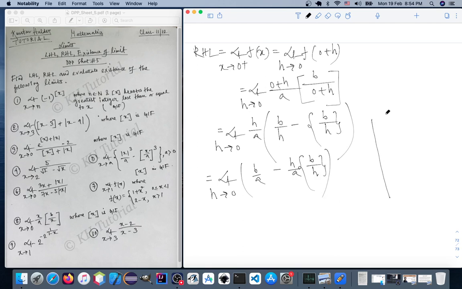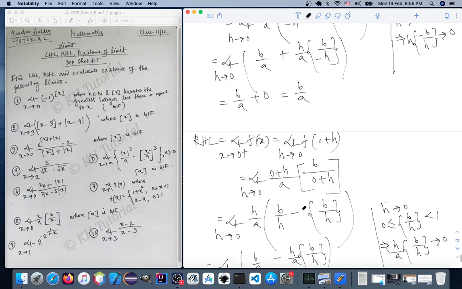So we have h tending to 0 and the fractional part of b by h is greater than or equal to 0 and less than 1. This implies h by a into the fractional part of b by h is tending to 0. This equals b by a minus 0 equals b by a.